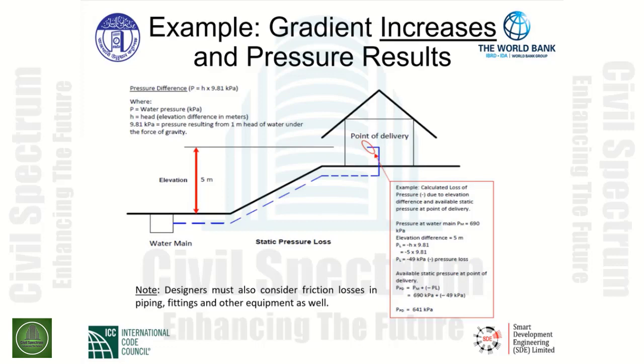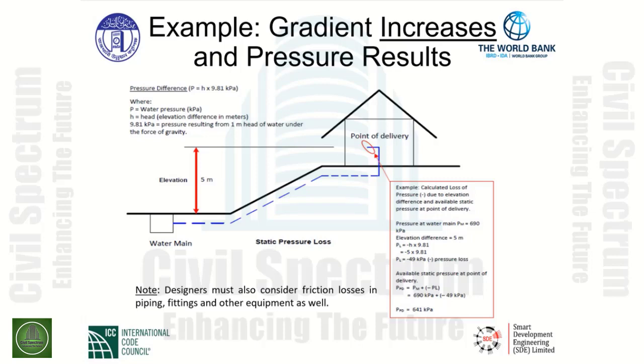An example of gradient increases and pressure results. Consider the water main at the street elevation. From the water main, the tap from the water main supplies water to the point of delivery at a higher elevation than the water main itself. We need to understand how elevation affects pressure. A simple equation called pressure difference is calculated by the following.